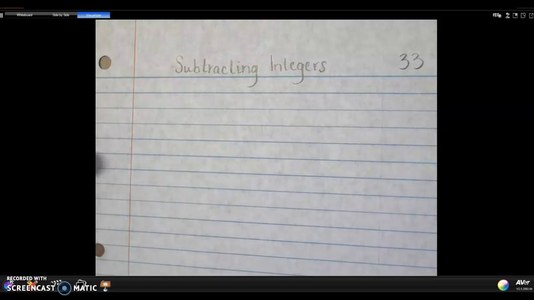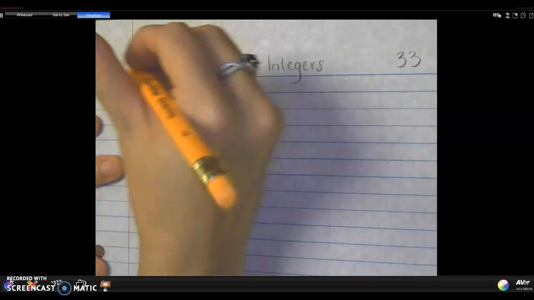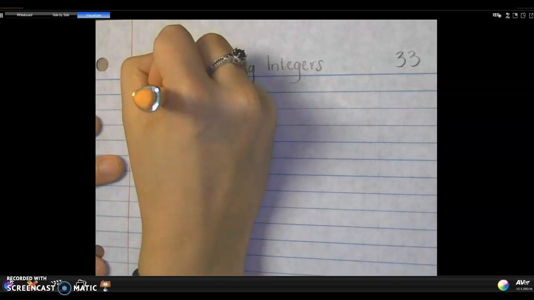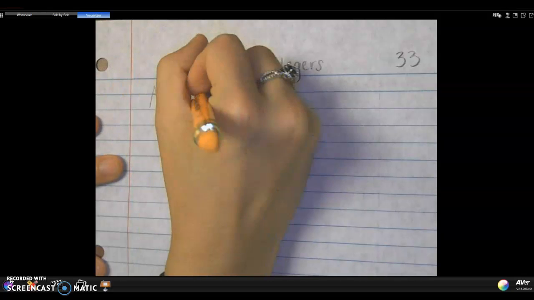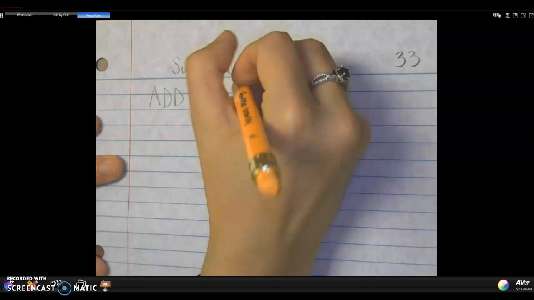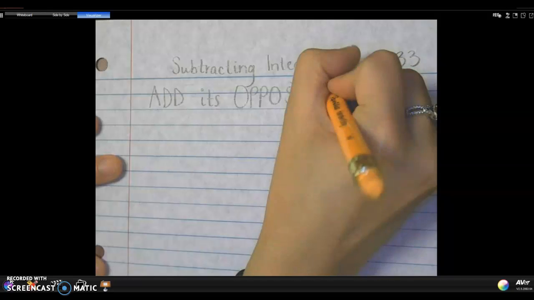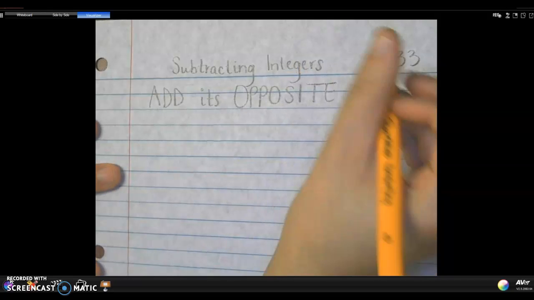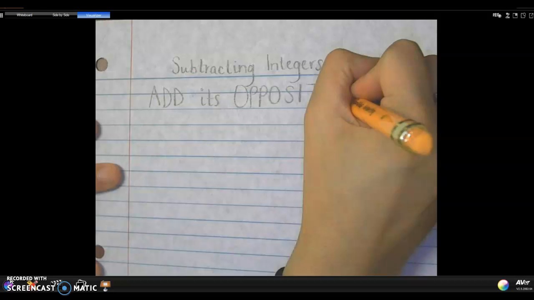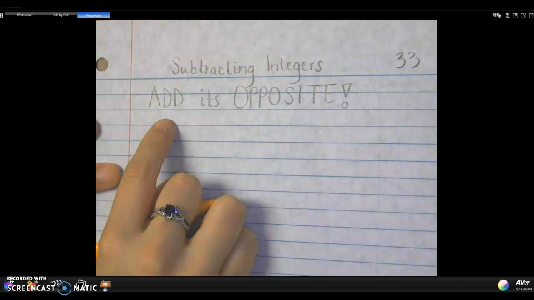So yesterday we talked about adding integers. We know we can use counters, number lines, scoreboards, or remember your song. So when you subtract integers, instead of subtracting, you are going to add its opposite. You are adding its opposite. So you're going to be changing the subtraction problem to an addition problem.